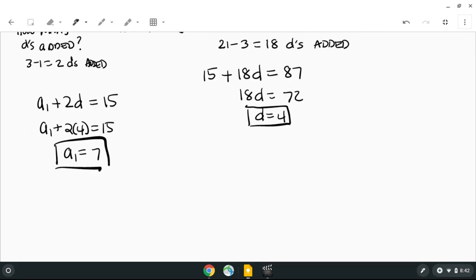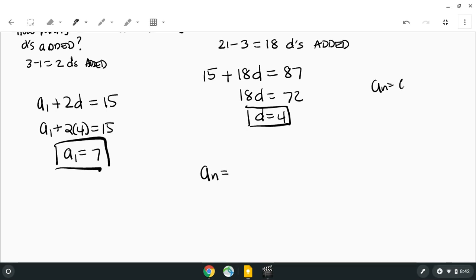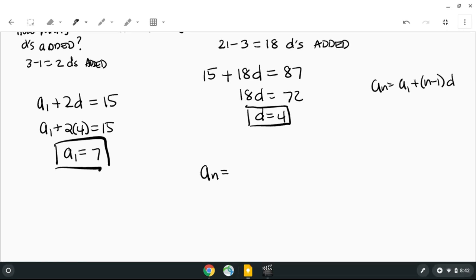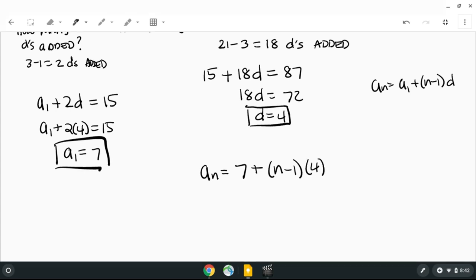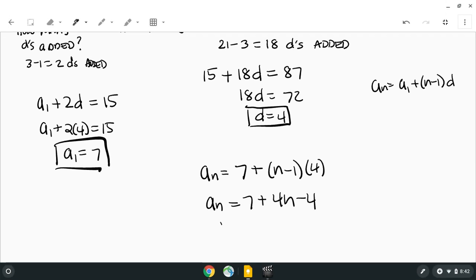Okay. So AN is, in case you forgot, I'm just going to write it up here. AN is our first term plus n minus 1 times d. So AN equals A1, which is 7, plus n minus 1 times d, which is 4. And then we clean this up. Okay, so AN equals 7 plus 4n minus 4. So AN equals 4n plus 3.